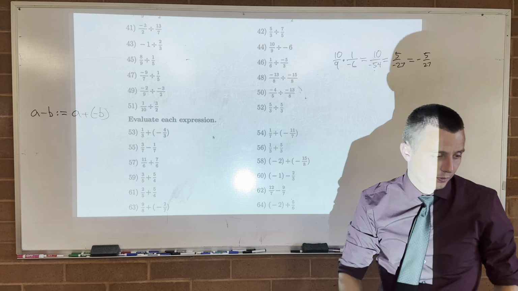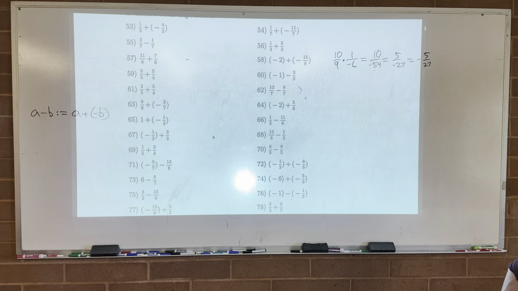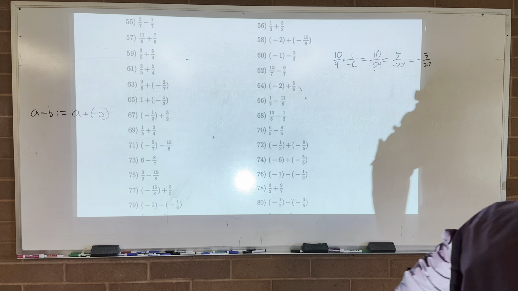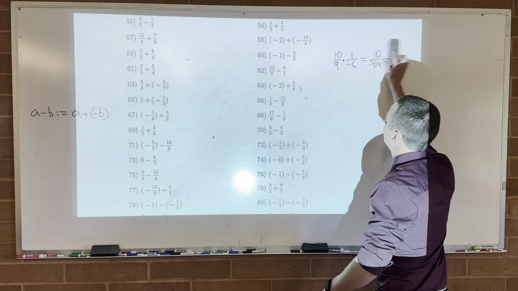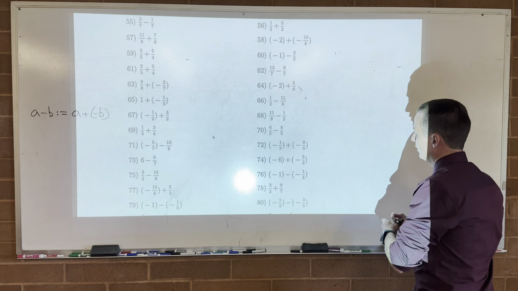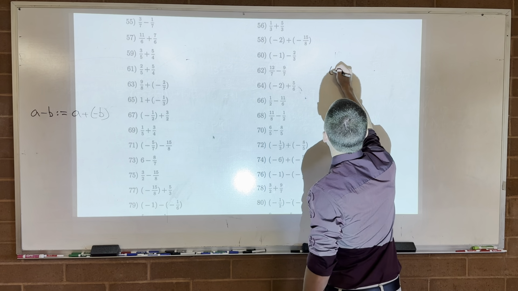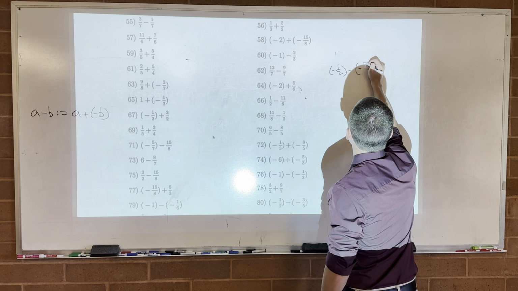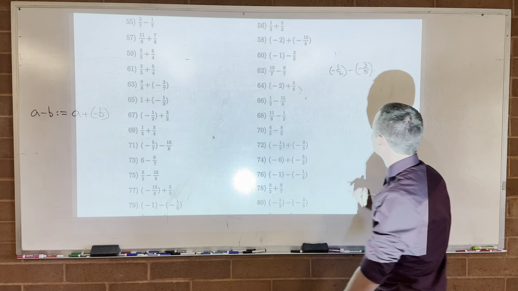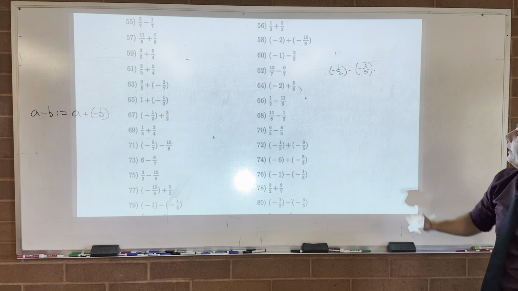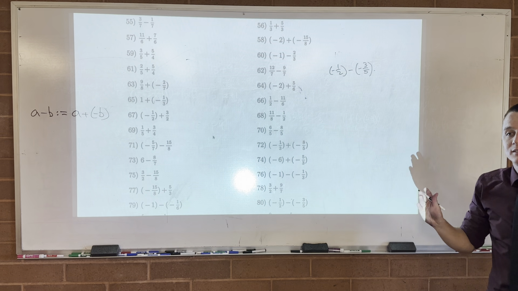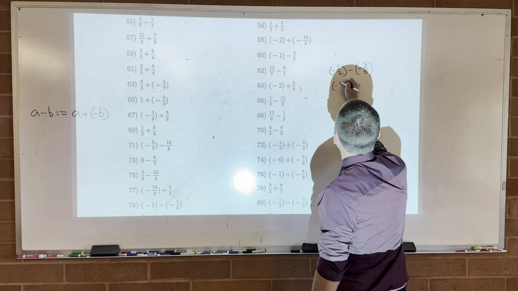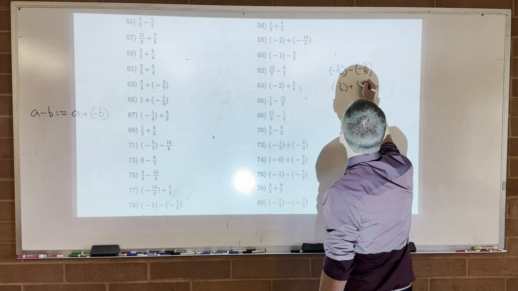Will you do 80? I sure will. You said 80 as in 80? Okay. Negative 1/2 minus negative 3/5. Good one. So we have negative 1/2 minus negative 3/5. Now subtracting a negative is the same thing as adding a positive, right? So this is negative 1/2 plus 3/5.